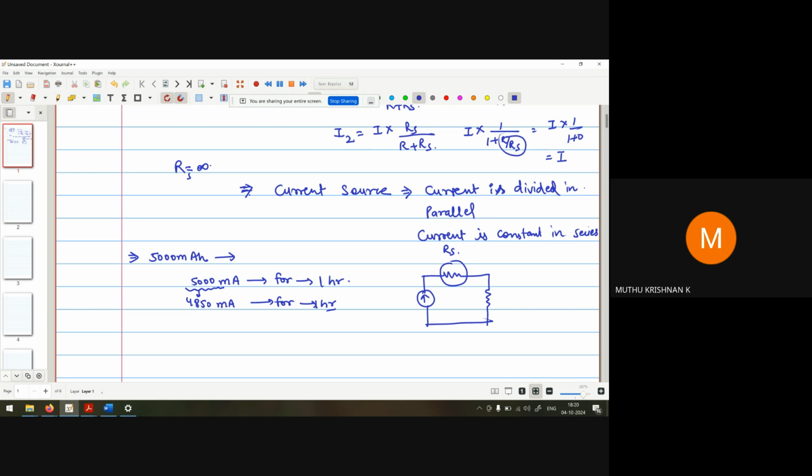Similarly, in the case of a voltage source, the resistance is in series. Why? Because voltage will change in series when resistance is connected in series, not in parallel. Correct. So that's why for a voltage source the resistance is connected in series, and for the current source it is in parallel.